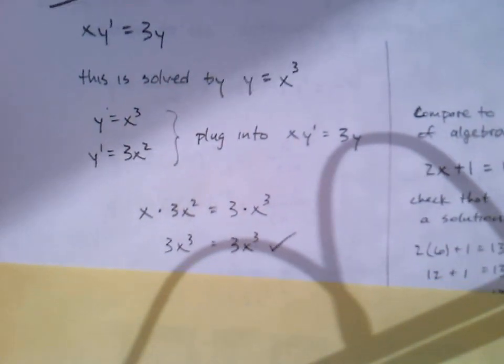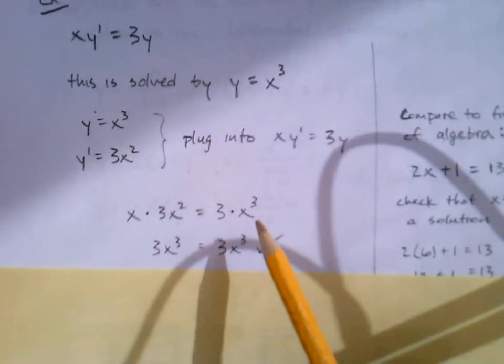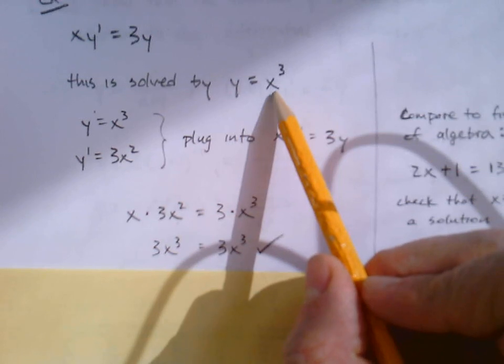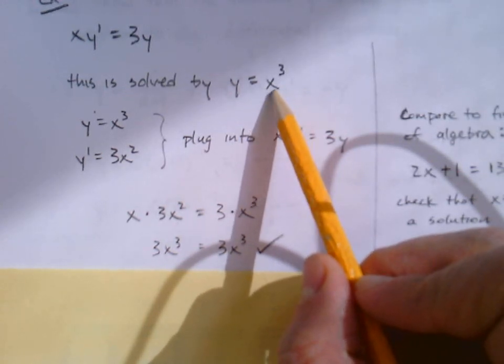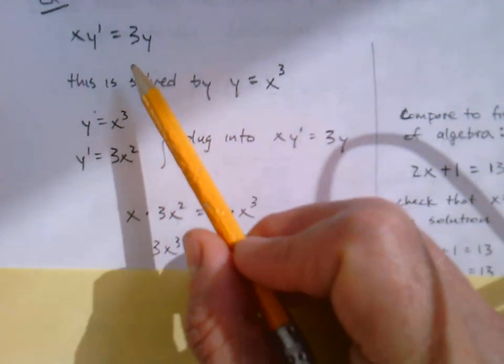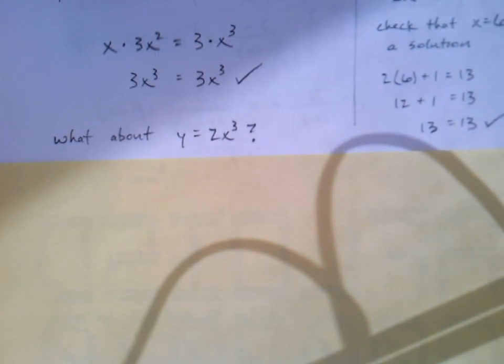Okay, let's continue this discussion. So maybe you've thought about this and you're like, hey, is this the only solution? Could we make small adjustments to y equals x to the third and still get a true statement when we plug in? If you were thinking that, wow, you are really onto something. So here's where I will continue.